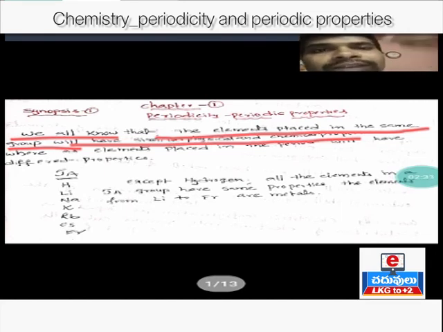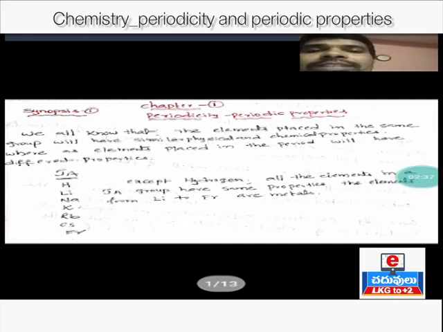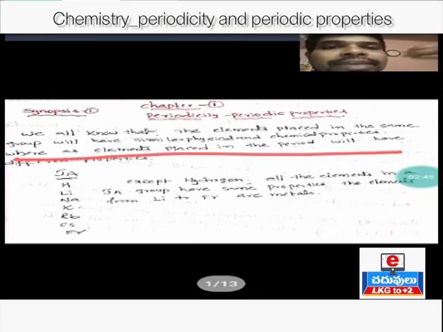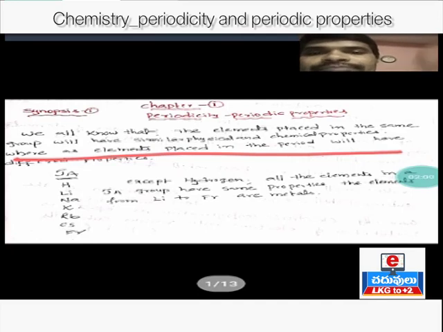Whatever elements are placed in the group will have the same physical and chemical properties, whereas elements placed in the period, nothing but what? Horizontal row. Elements placed in the period will have different properties. That means whatever elements are placed in a period will have different physical and chemical properties, and elements placed in a group will have the same physical and chemical properties. Clear?